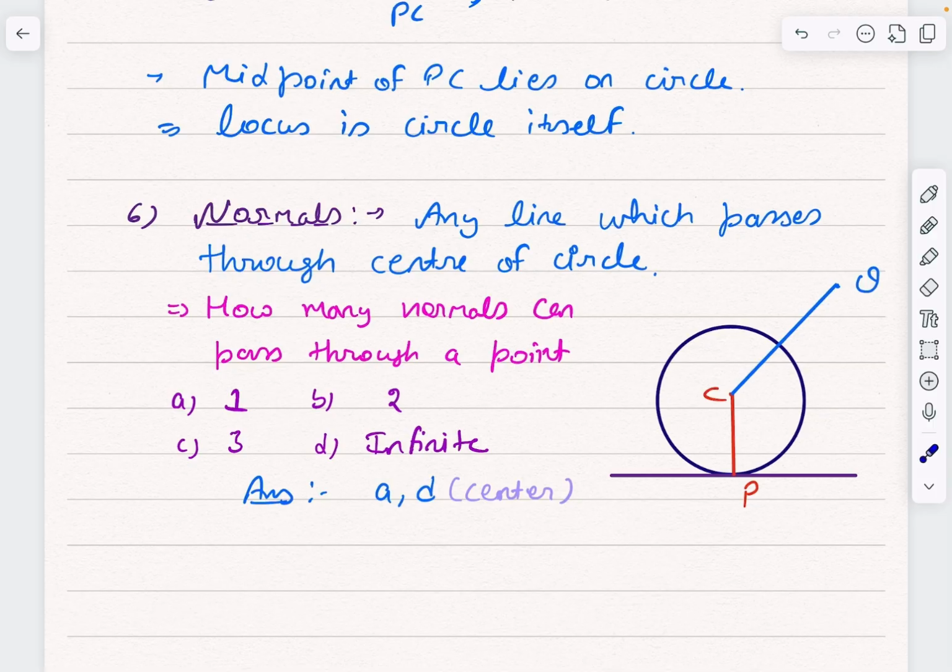So how many normals can pass through a point randomly selected in a plane? It could be one or infinite. Infinite for the center of the circle. I hope it is clear, guys.